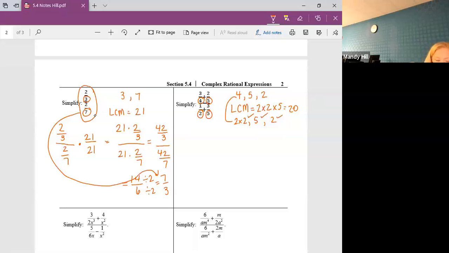That was the first thing, is we need to find the least common multiple. The next thing you want to do is rewrite your original statement.